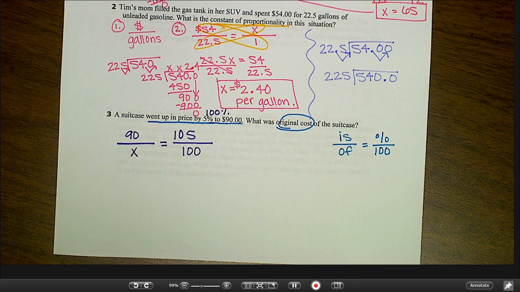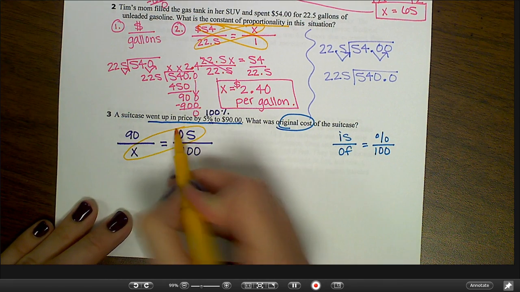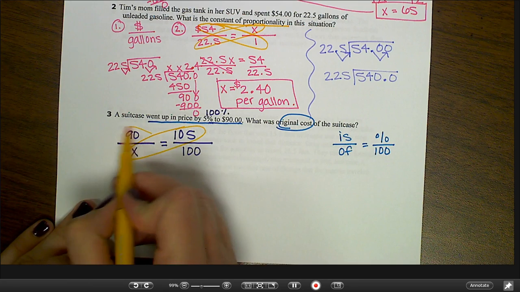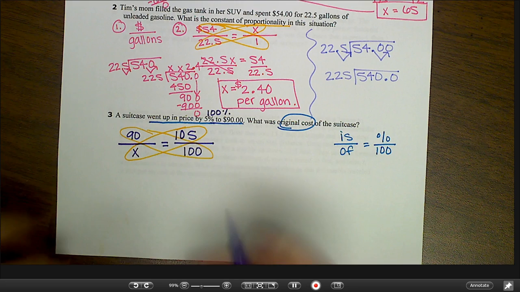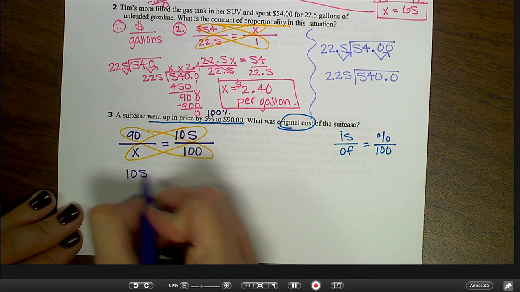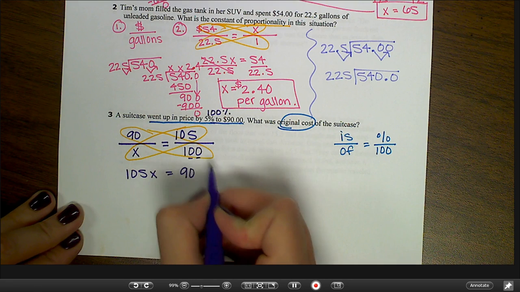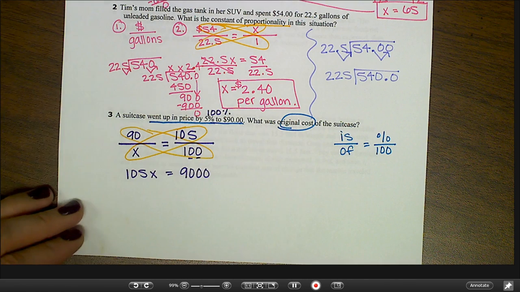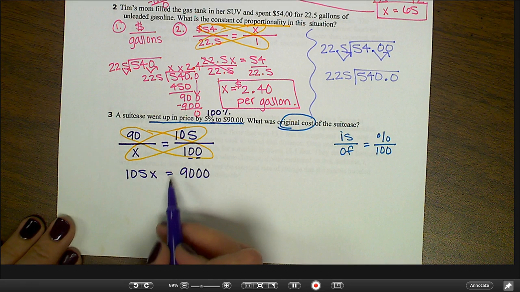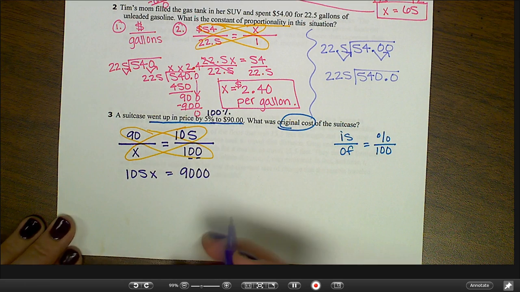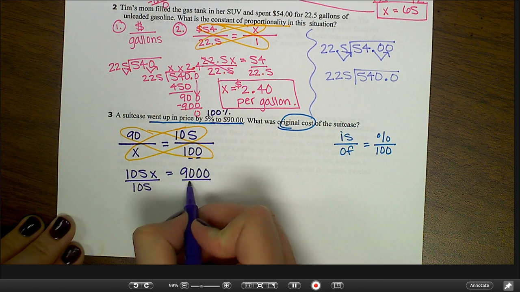So let's go ahead and start solving. You already know how to solve. We just cross multiply. So 105x equals 90 with 2 zeros added on. You've got to have this equal sign. Make sure that your paper looks just like mine. I want to get x by itself by dividing both sides by 105.